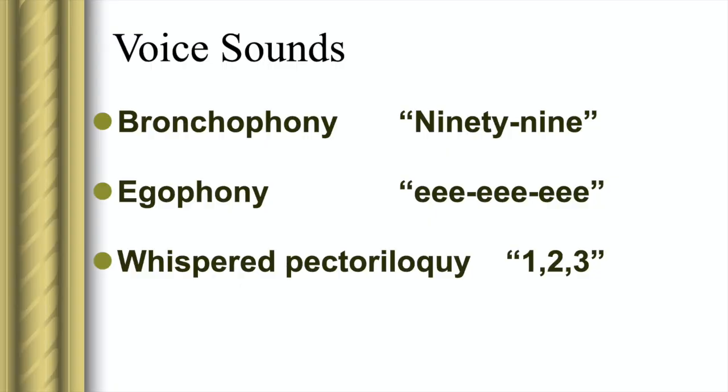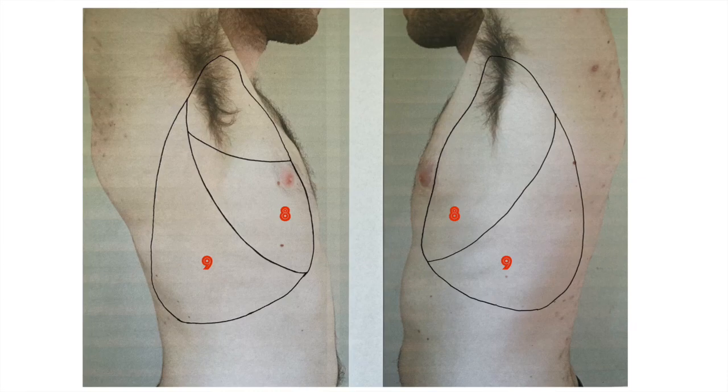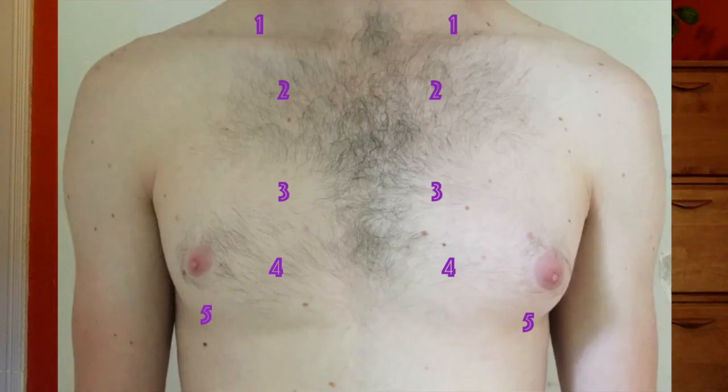We're going to listen to voice sounds. There are 3 types of voice sound tests that you're going to do: bronchophony, egophony, and whispered petroliloquy. You get 1 extra point in class if you can pronounce petroliloquy pretty quickly 3 times fast. In order to do the voice sound testing, you're going to place your stethoscope on all of these places on your patient's posterior, lateral, and anterior chest. And each time you place a stethoscope on them, you're going to ask them to vocalize a sound.